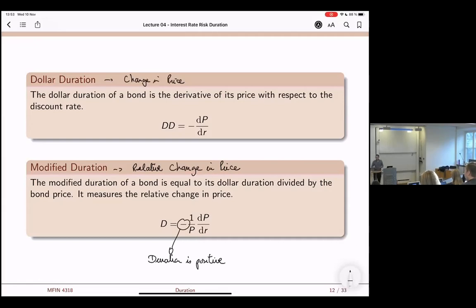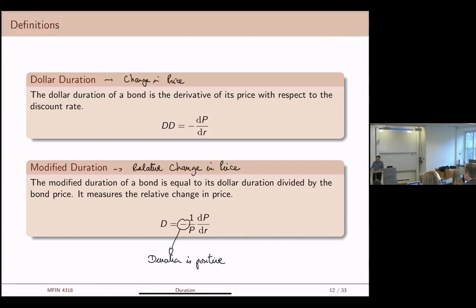Okay. If you didn't have the minus, the derivative is negative, right? This is a downward sloping curve, so you get a negative number. We like to work with positive numbers, so we put a minus. Okay. It's kind of easy in an exercise. If you ask to compute the duration and you get a negative number, you probably forgot to take the minus sign, right? So it's not too complicated.